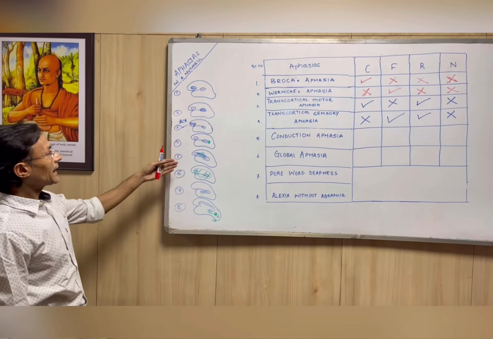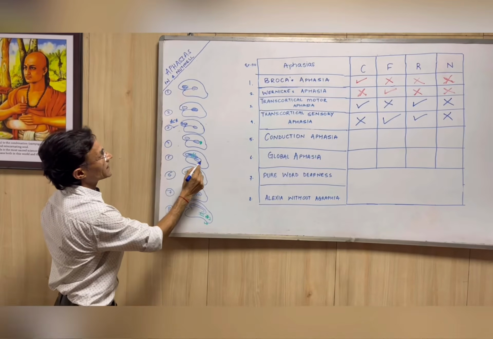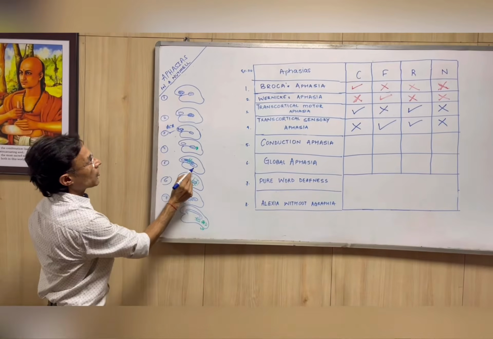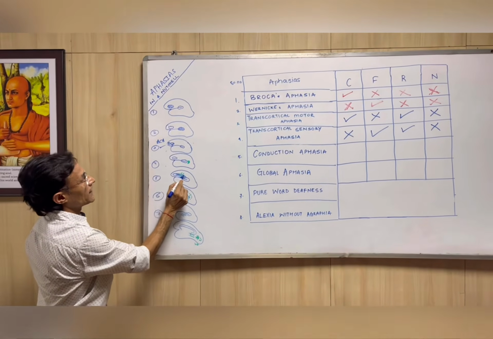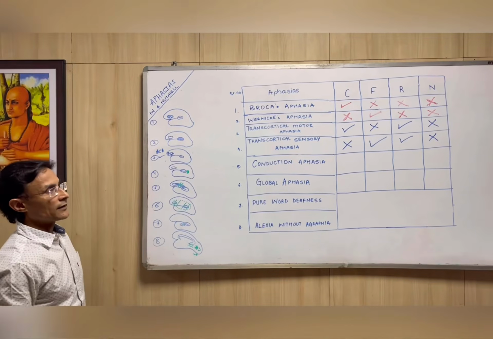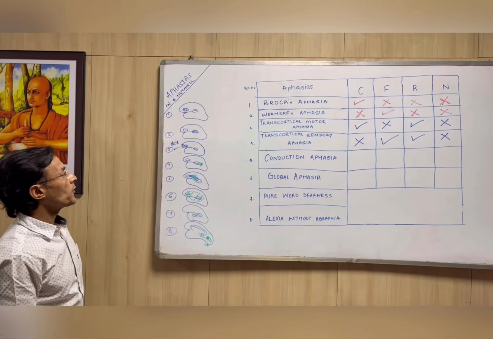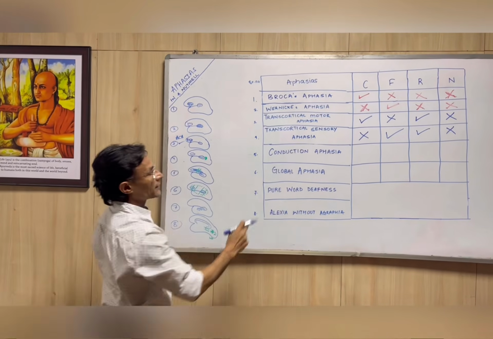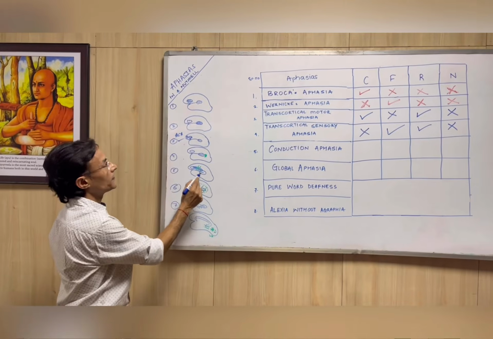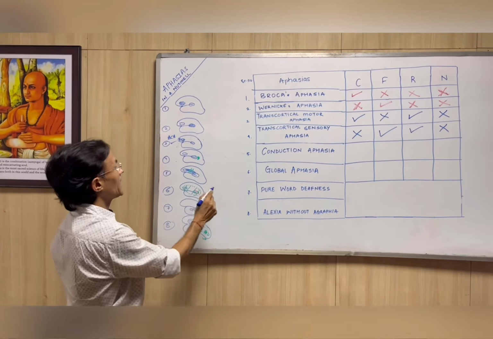So this is transcortical sensory aphasia. Coming to the next diagram, here we see the motor speech area and the sensory speech area. They talk to each other by the arcuate fasciculus. This is the arcuate fasciculus. If a lesion is there in the arcuate fasciculus in the dominant hemisphere, then the aphasia is known as conduction aphasia, because the conduction of the impulses between the two major areas is damaged.